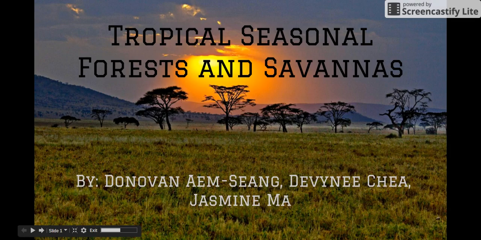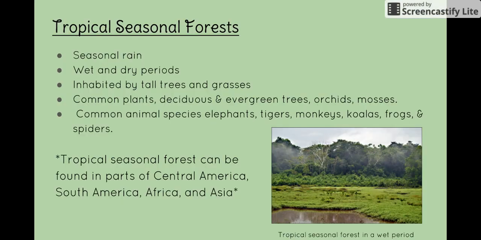Hello, everyone. This is our presentation on tropical seasonal forests and savannas. Tropical seasonal forests have seasonal rain, wet and dry periods, and they are inhabited by tall trees and grasses. Some common plants that you could find there are deciduous and evergreen trees, orchids, and mosses. Common animal species found there are elephants, tigers, monkeys, koalas, frogs, and spiders.